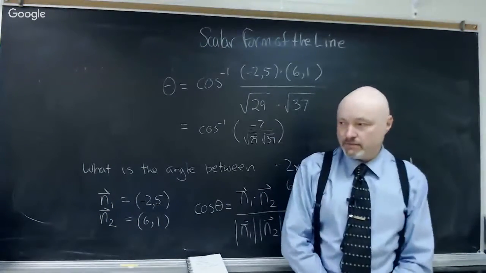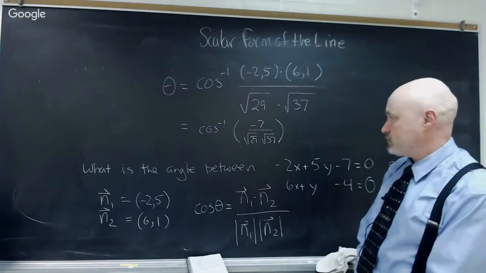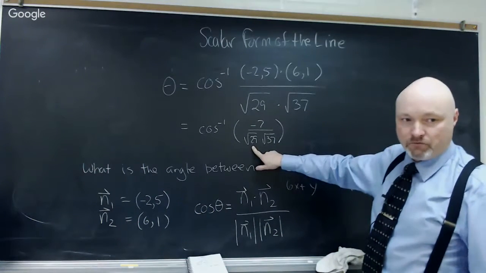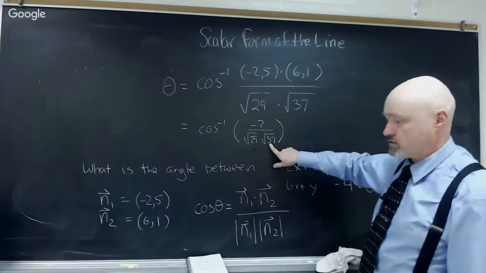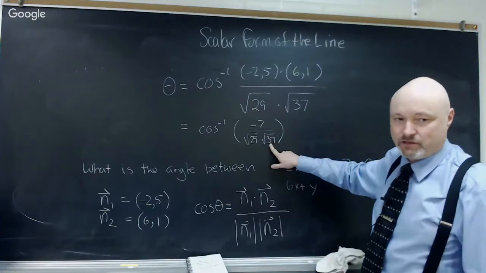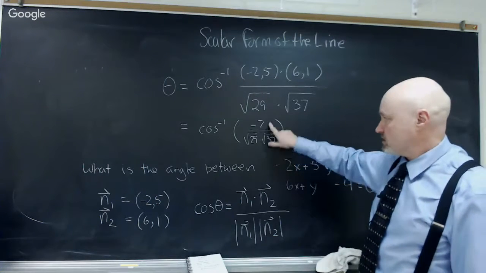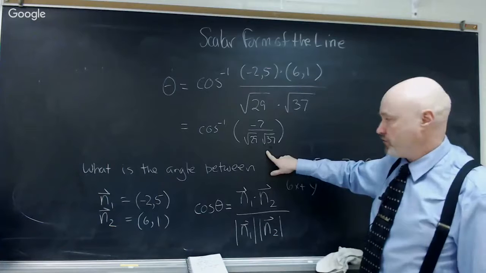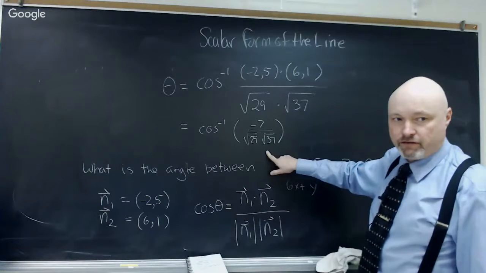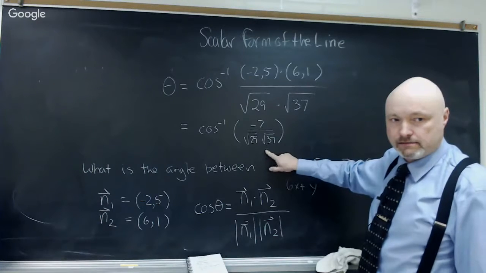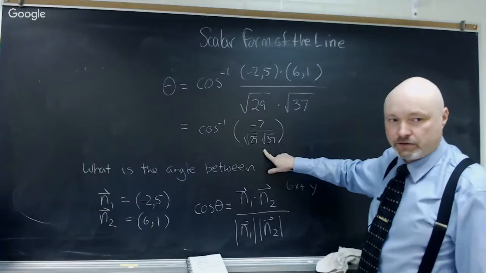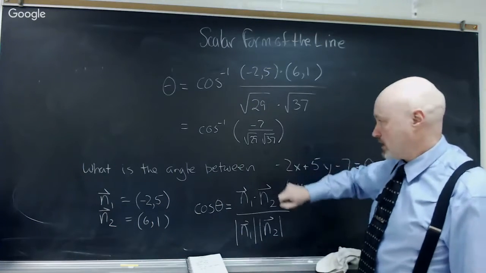Lindsay's feverishly working this out right now. The square root of 29 is about 5.3, and the square root of 37 is about 6. So this is -7 over about 30. It's about 1/5. So this is going to be about 70 degrees. That's my guess.